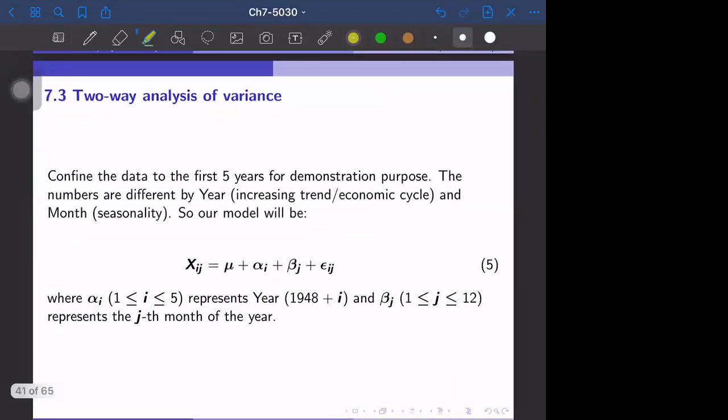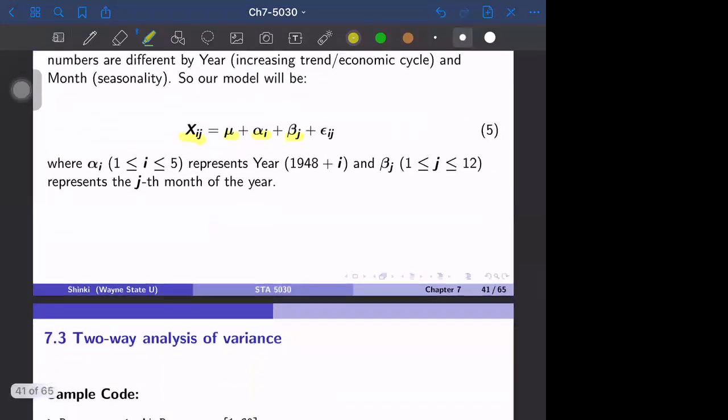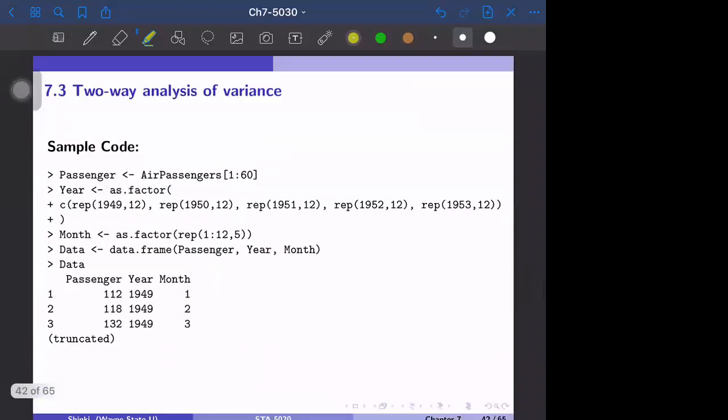So our model is here. The Xij is the air passengers. The mu is some baseline level. The alpha i is the factor by year, and the beta j is the factor by month. So i represents the year, 1948 plus i, and the month j equal to 1 means January, and 12 means December. So this is a two-way layout.